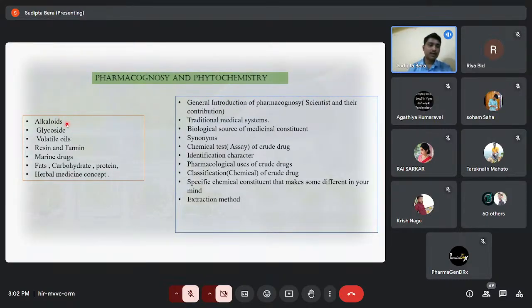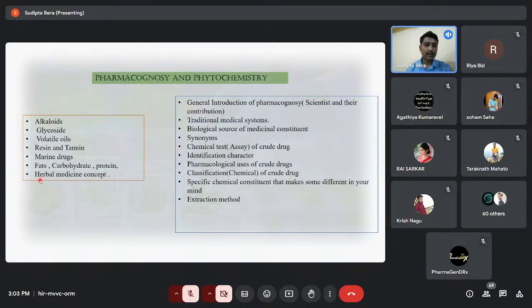You have to study alkaloids, glycosides, volatile oils, resins and tannins, marine drugs, fats, carbohydrates, proteins. That is also biochemistry, and some natural plants also give fats, carbohydrates, proteins. So small, simple questions are sometimes asked.